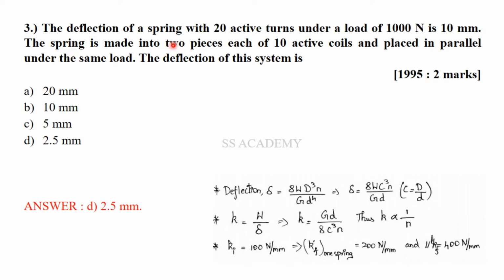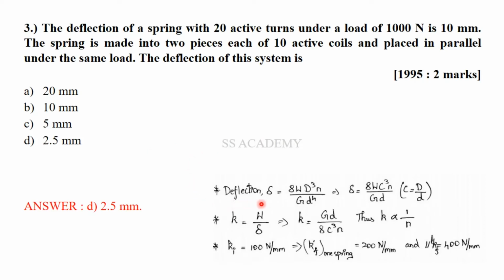The deflection of a spring with 20 active turns under a load of 1000 Newton is 10 mm. The spring is made into two pieces, each of 10 active coils, and placed in parallel under the same load. 10 active coils means the previous spring is split into two and they are placed in parallel. And they have asked the deflection of this parallel system. It is a 1995 GATE 2-mark question and you can see the different options of deflection values.